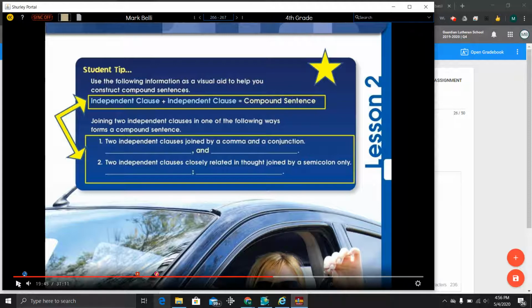By the way, that's extra credit. Anybody who wants to get some extra credit, create a poster for yourself. It's got to have a gold star on it with this student tip information. And then take a picture of it and show it to me. I will award extra credit points based on how neat it is and how much of the information you got exactly right. So consider that.